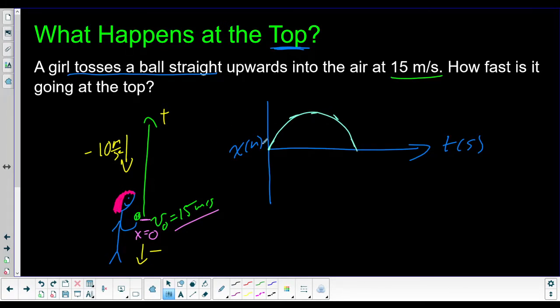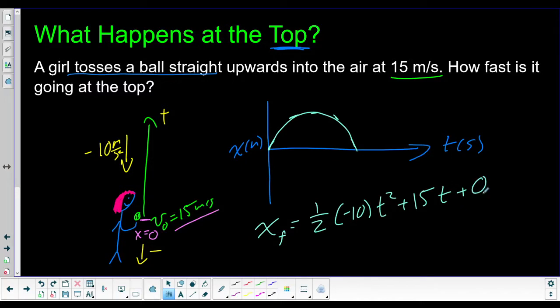And if we actually look at our displacement equation, displacement final equals 1/2 times our acceleration of negative 10 t squared plus initial velocity times t plus initial displacement, which is 0, so we'll just omit that. Okay. Because we have a t squared here, this shape is actually a parabola. Let's label that parabola.